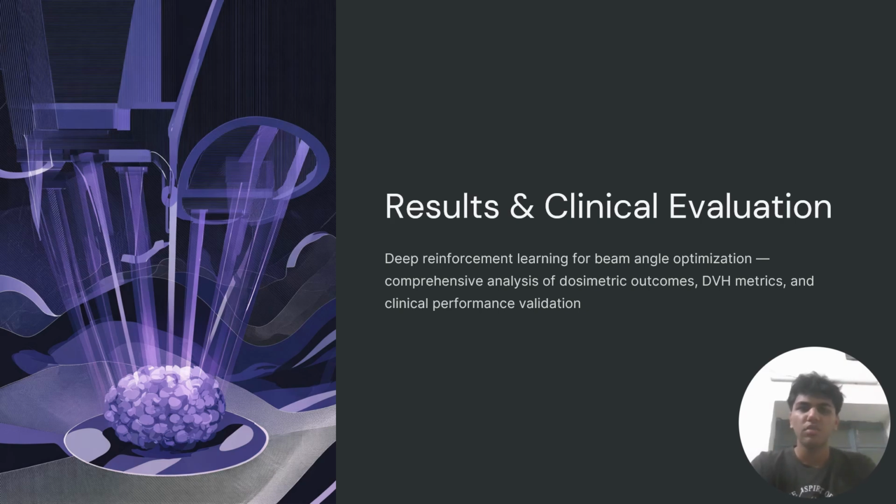Our evaluation focuses on 3 key aspects: dosimetric accuracy, dose volume histogram metrics, and overall clinical performance compared to existing beam angle optimization methods. We test the trained model on held out patient cases from the OpenKBP dataset, which we introduced earlier. These cases are not used to train the model at all. The model hasn't seen these cases.